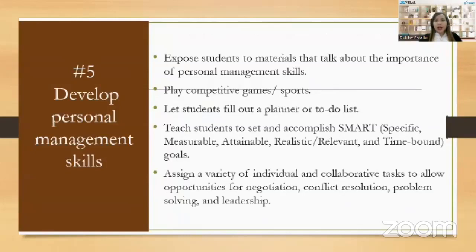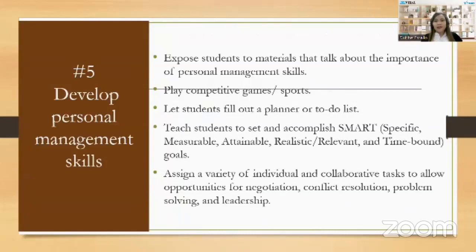which they can keep track of their activities, plan the tasks, prioritize the tasks to do, and tick off the already done activities. And that would make them feel a sense of achievement every time they get to clear or check off a particular item on their to do list. We should also teach them how to set, and not just set, but also accomplish SMART goals. SMART to mean specific, measurable, attainable, realistic or relevant, and time bound goals.